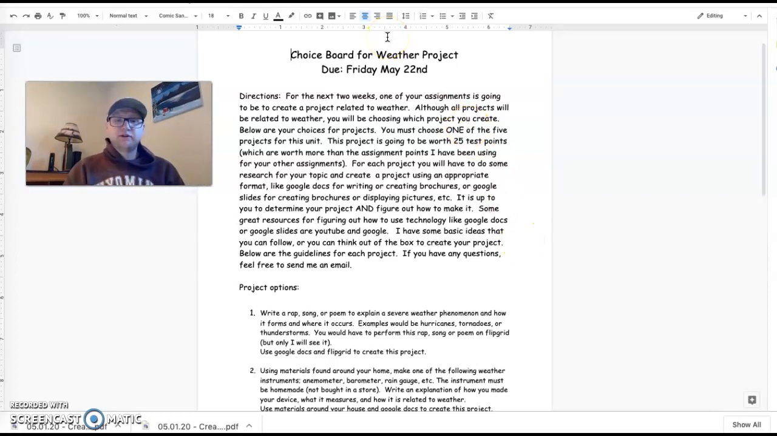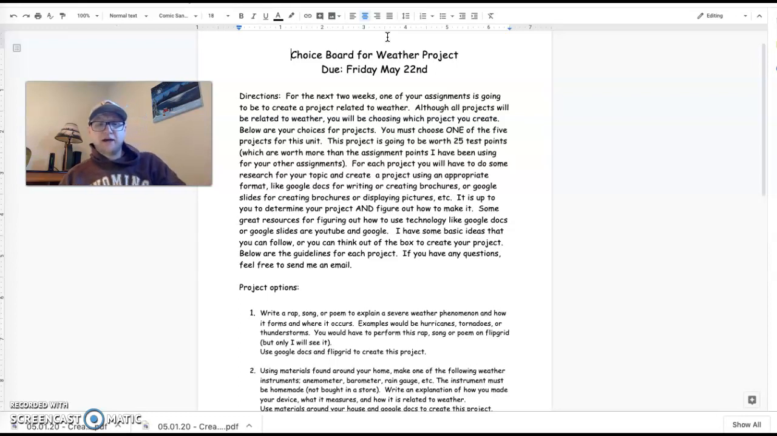So for the next 2 weeks, one of your assignments is going to be to create a project related to weather. Although all projects will be related to weather, you will be choosing which project you create. Below are the choices for your projects. You must choose one of the 5 for this unit. It's going to be worth 25 test points. I've been putting in all your points this quarter as assignment points. Test points are worth a lot more. Okay, so really make sure you get this done. It's going to be due on May 22nd, which isn't this Friday, but a week from this Friday.